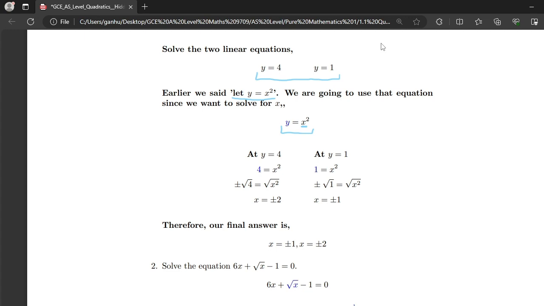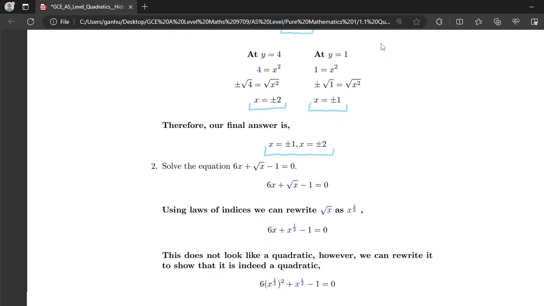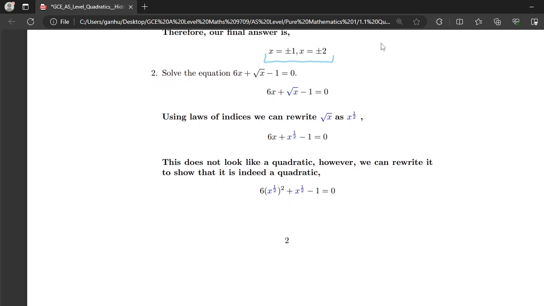At y equals 4, substitute y with 4, so it becomes 4 equals x squared. Take the square root of both sides, and you get x equals plus or minus 2. We do the same when y is 1: substitute y with 1, it becomes 1 equals x squared, take the square root of both sides and x equals plus or minus 1. So your final answer is x equals plus or minus 1, or x equals plus or minus 2.